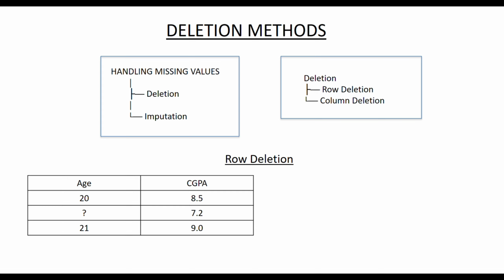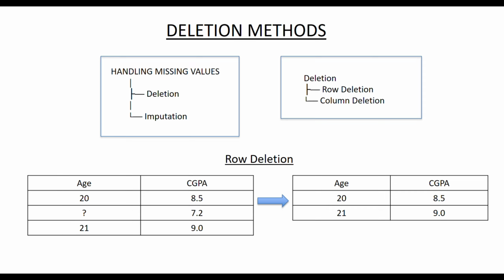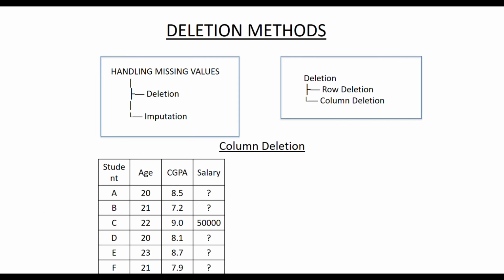The simplest method is row deletion. If a row contains missing values, we simply remove the entire row. For example, here we have 3 students, but the age of one student is missing. So we can simply remove that student's entire record. This method is very simple, but there is a major disadvantage: we lose data. And if a large percentage of our dataset contains missing values, deleting rows can significantly reduce the size of our training data. Therefore, row deletion is generally appropriate only when the number of missing rows is very small and we have enough data available. The second deletion method is column deletion.